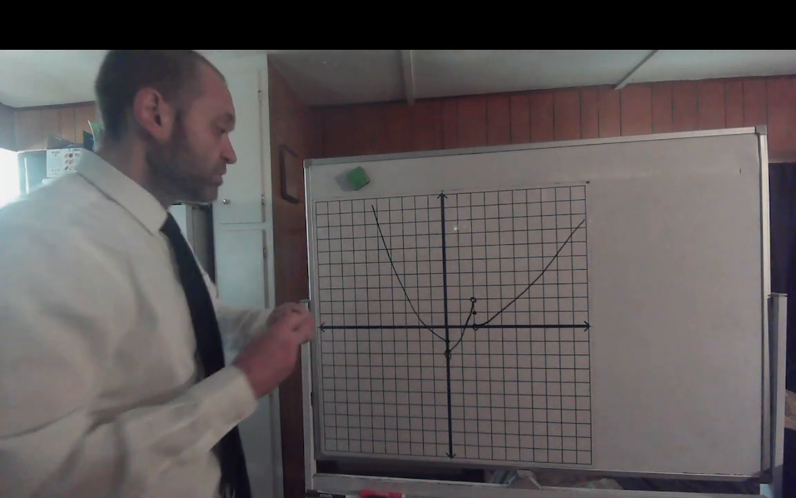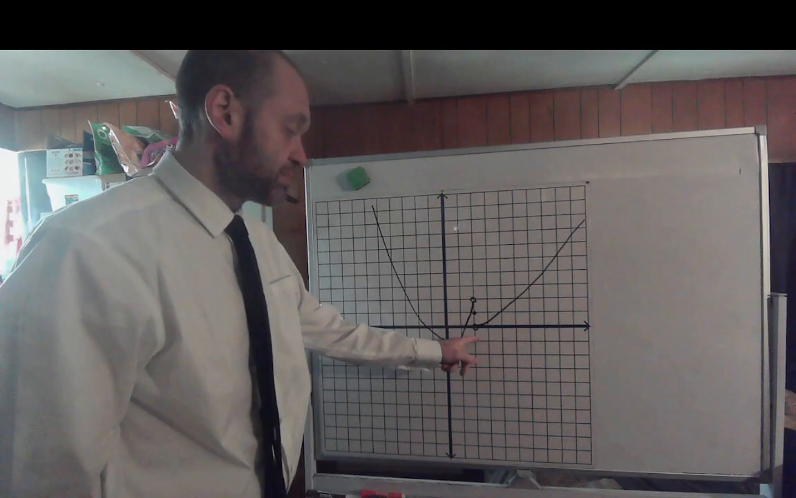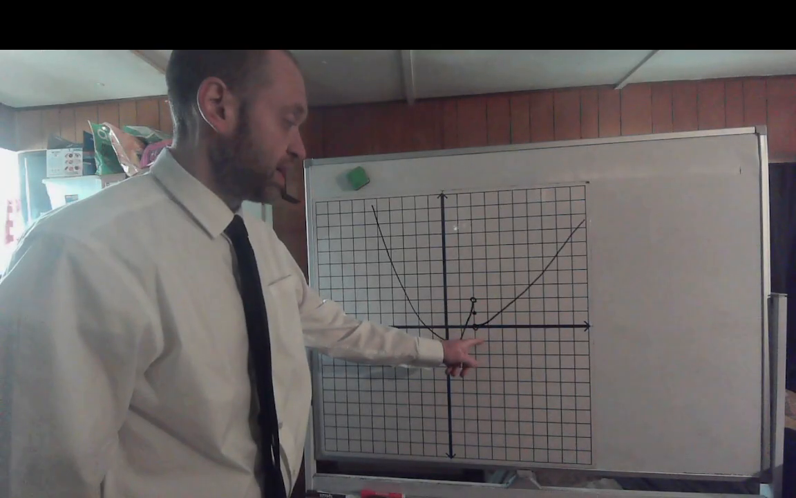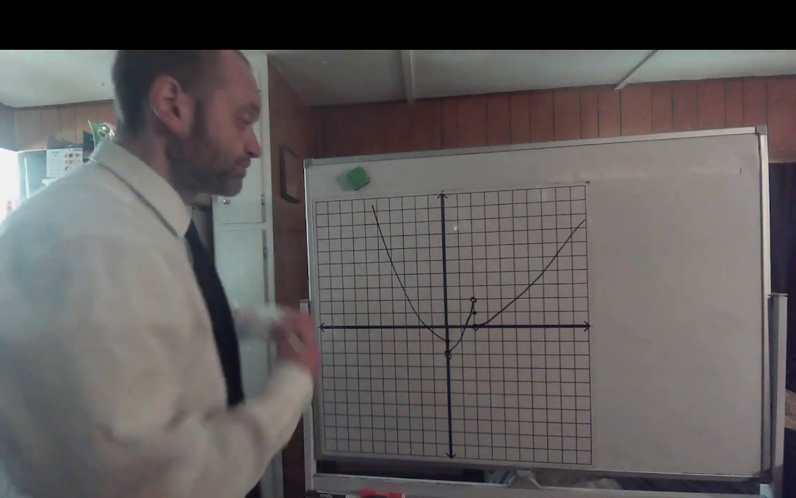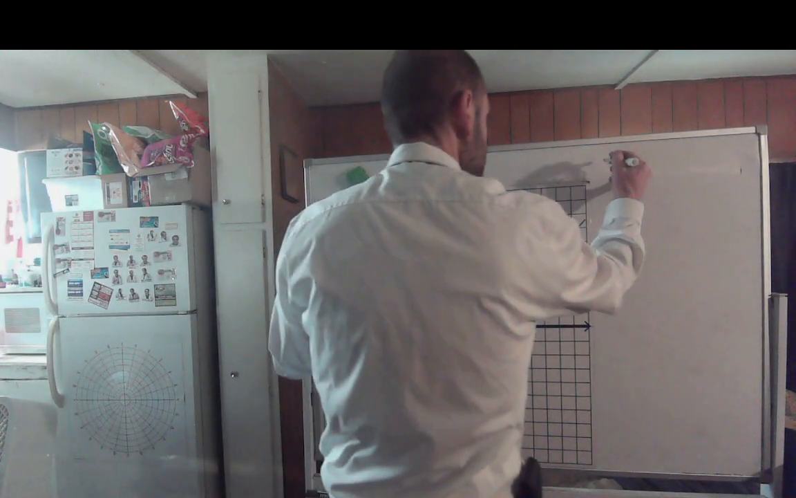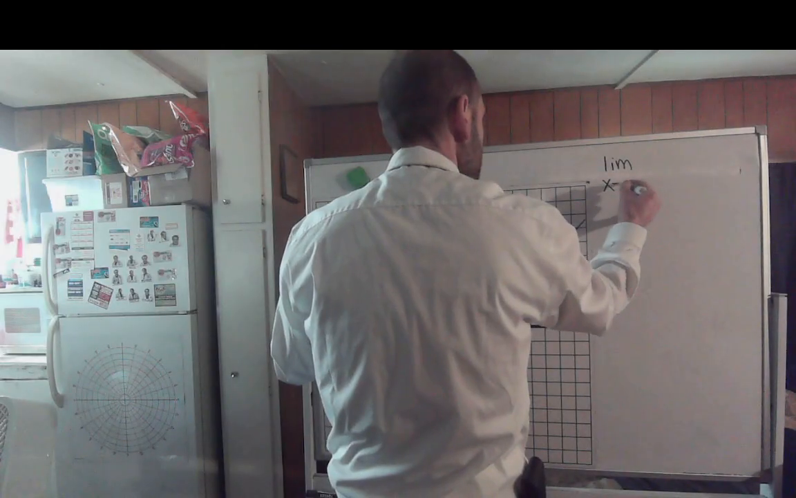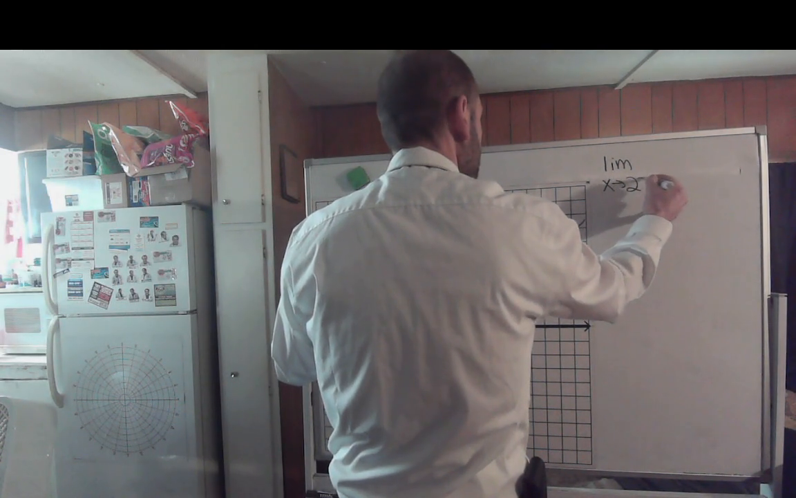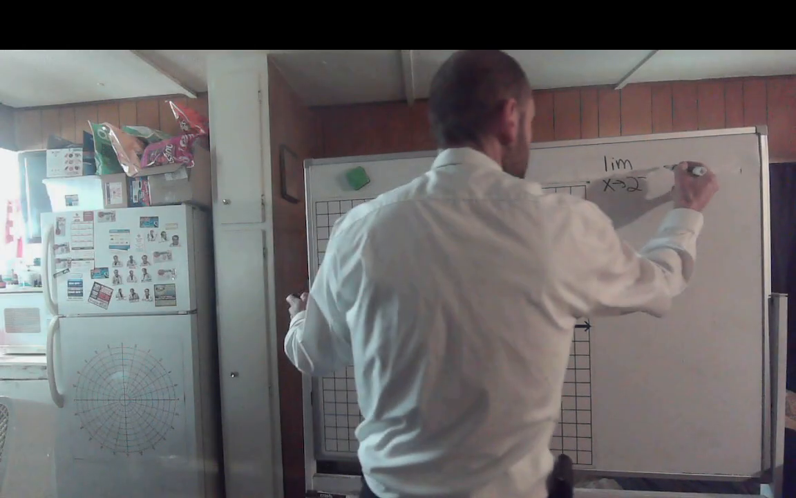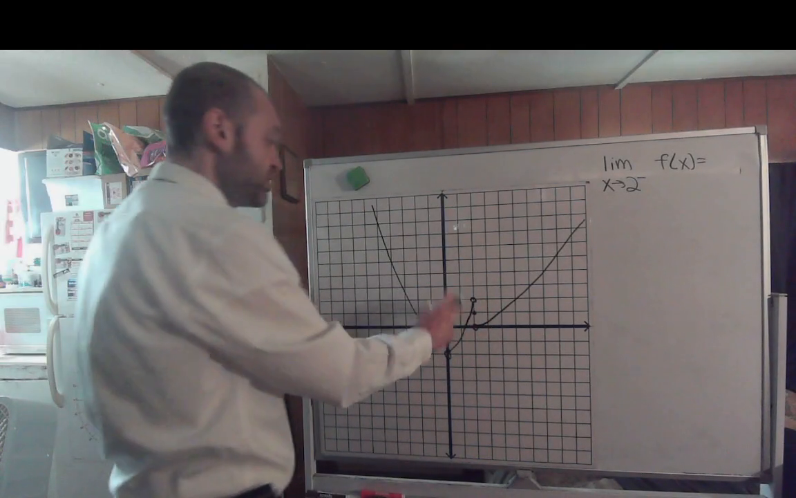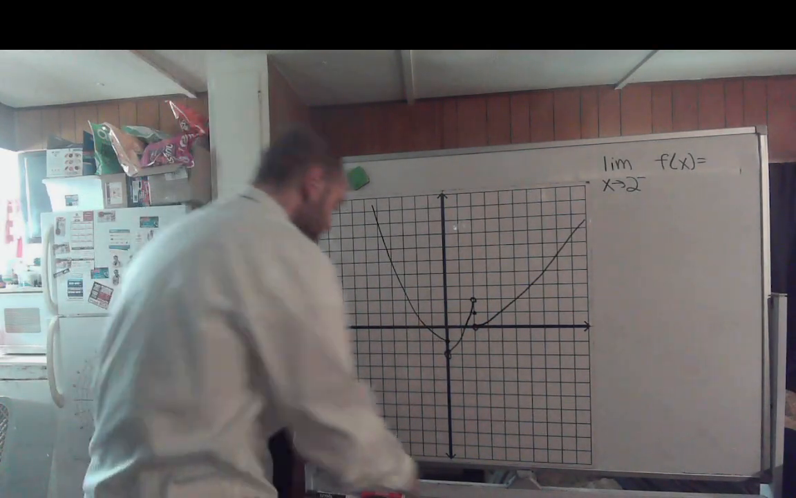Alright, so if you look here at your graph, the next point of discontinuity, where you have it jumping all over the place, is at x equals 2. Let's take the limit as x approaches 2 from the left. We'll start with the left-handed limit. So the limit as x approaches 2 from the left of this function.